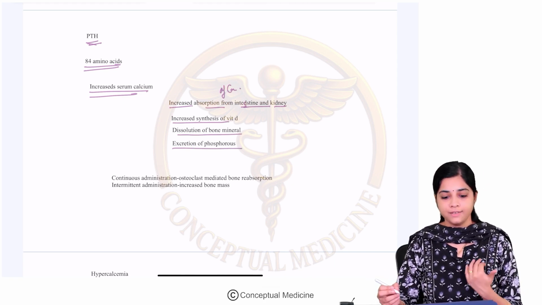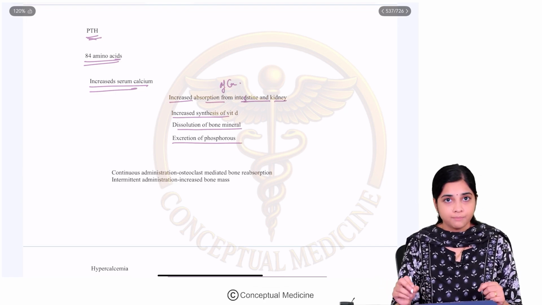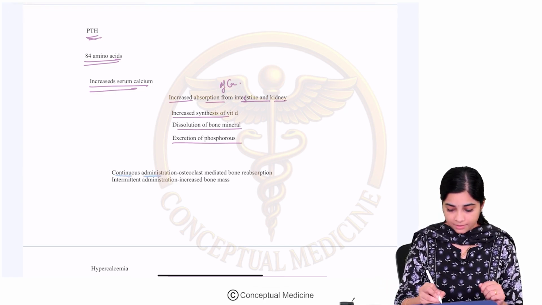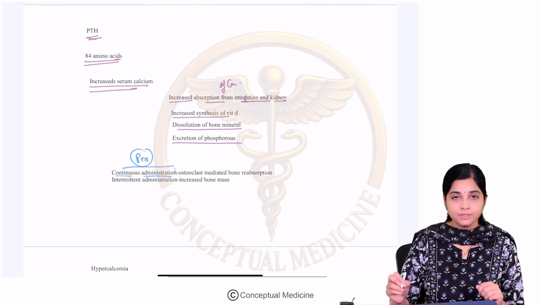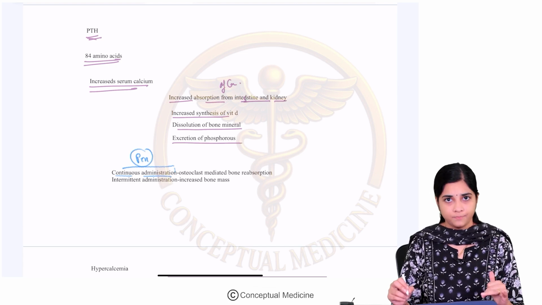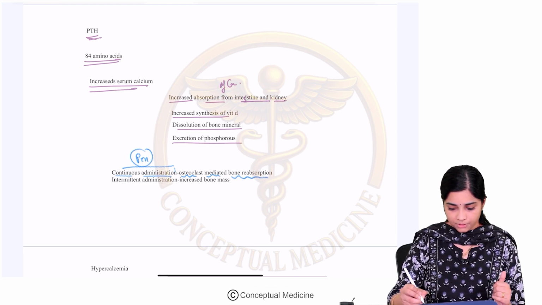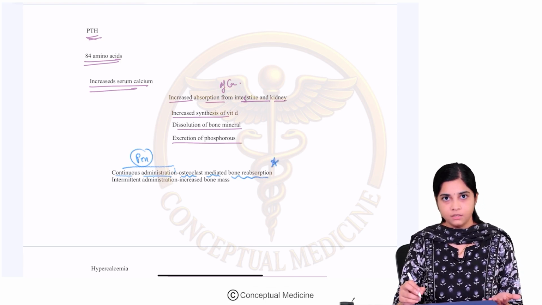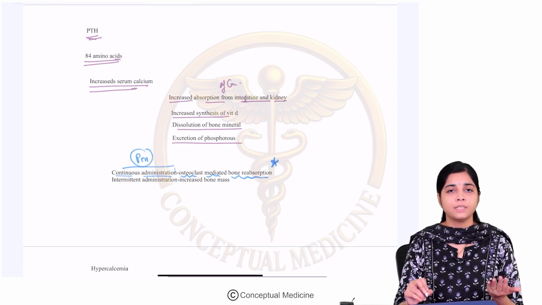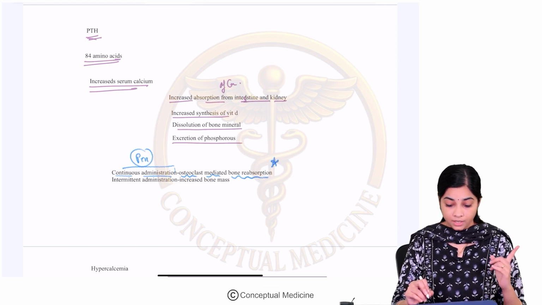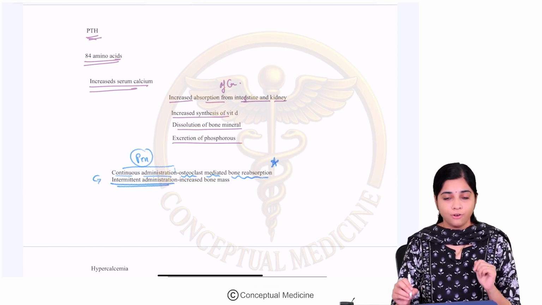So all of this we have seen. A very important practical point that we should be knowing is continuous administration of PTH. If this PTH is there continuously, then it causes osteoclast mediated bone resorption. This we know, just now we have seen. So if PTH is there continuously, it is going to cause resorption of bone and increase in serum calcium levels. But the catch point here is intermittent administration of PTH.